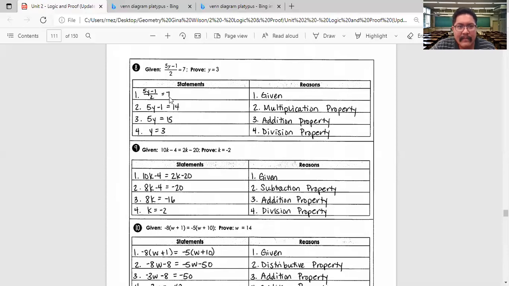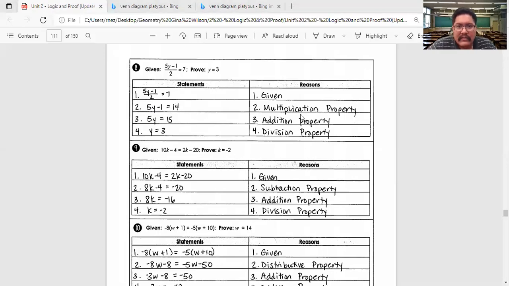So we have our given. Where did the 2 go? 5y minus 1 all divided by 2. Well, actually what we did was we multiplied everything by 2. Everything got multiplied by 2. Multiply by 2, and that's why that 2 is gone. So again, this 2 is dividing this group. So if we times it by 2, that's where it goes. It's gone now. That's why 7 has become 14.